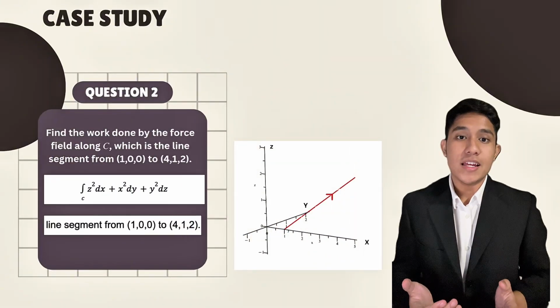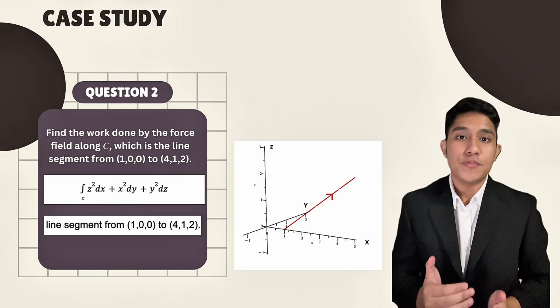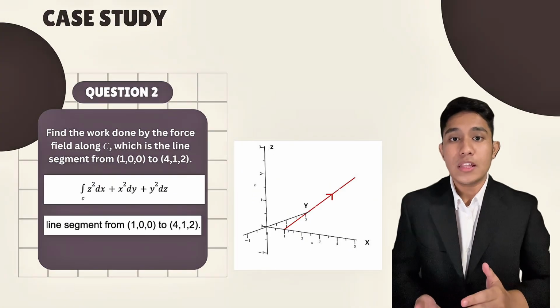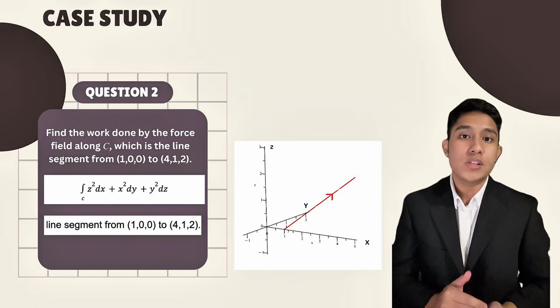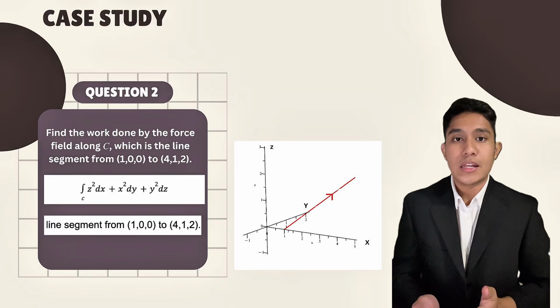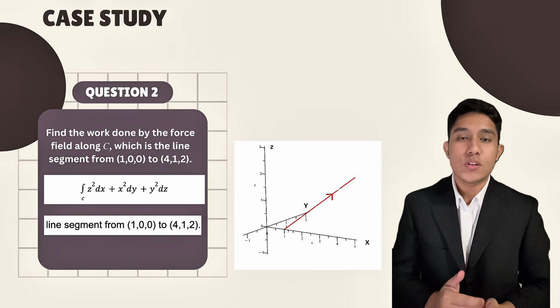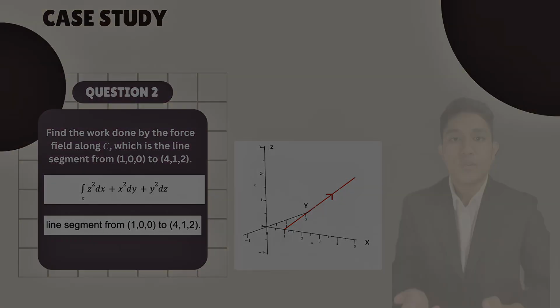For the second case study, we analyze work done by a force field along a straight line path, and the vector field given is the integral of z squared dx plus x squared dy plus y squared dz, and the object moves along the line segment connecting the point (1, 0, 0) to the point (4, 1, 2).